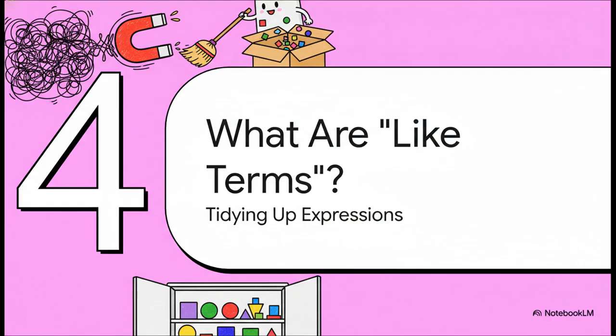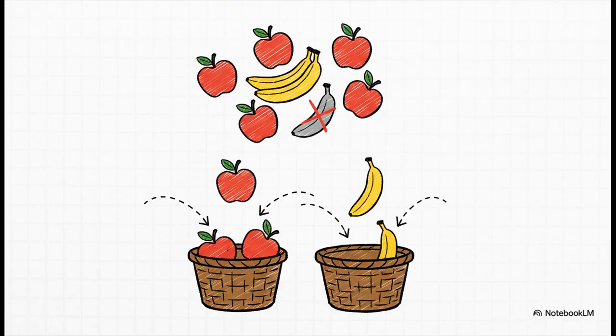Okay, so now that we can write these expressions, you'll find they can sometimes get a bit, well, long and messy. But just like tidying up a room, algebra has a system for organizing everything. We call it simplifying. The secret to tidying up in algebra is to think of it like you're sorting groceries. You've got apples and you've got bananas. You can put all the apples in one pile and count them, and all the bananas in another, but you can't just mash them together. In algebra, we do the exact same thing with our variables.